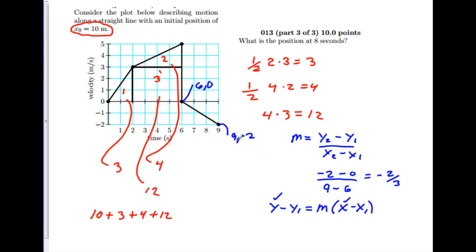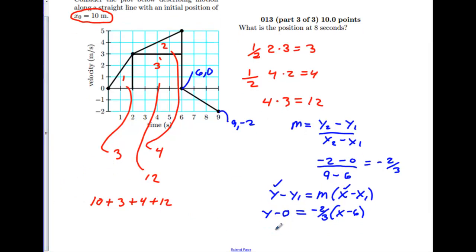So what I'm going to do, I can pick either this point or this point. I'm going to pick this point just because I got a 0. So I say y minus my y1 value would give me 0. So y minus 0, because that's my y1 value, is equal to the slope we just got, -2 over 3 times x minus my x1 value, which is 6. Scroll down here. We'll simplify that. That's going to be y is equal to negative 2/3 x minus 6 times that is going to give me 12. Divide that gives me plus 4. Okay, so that's the equation of that line right here.